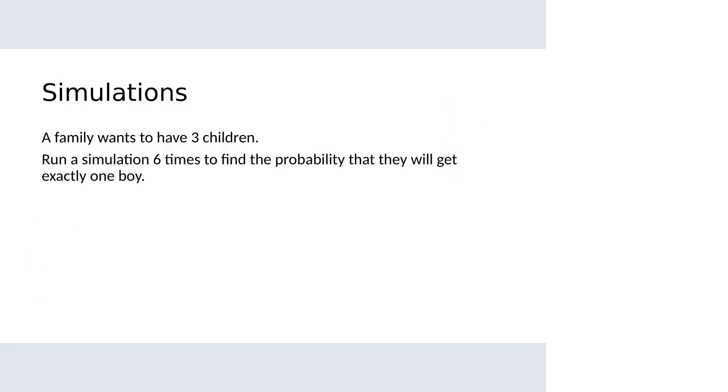This is a little different of a setup. A family wants to have 3 children. Run a simulation 6 times to find the probability that they will get exactly 1 boy. So this one would be really hard to do in practice. We'd have to wait forever, but instead we can run a simulation. And we're going to run this simulation 6 times. We need to assign our digits.